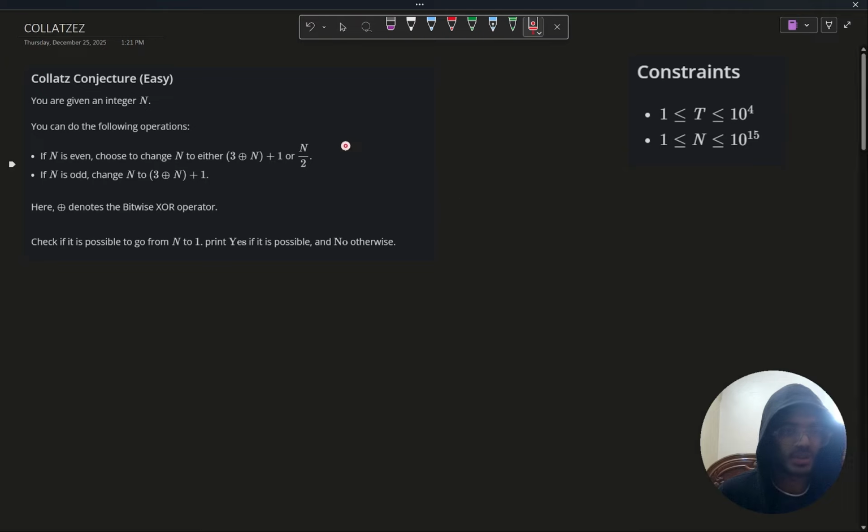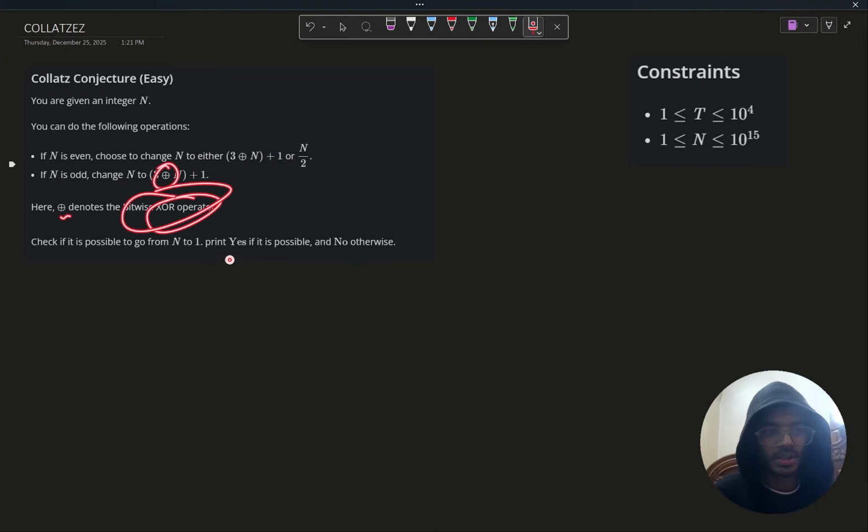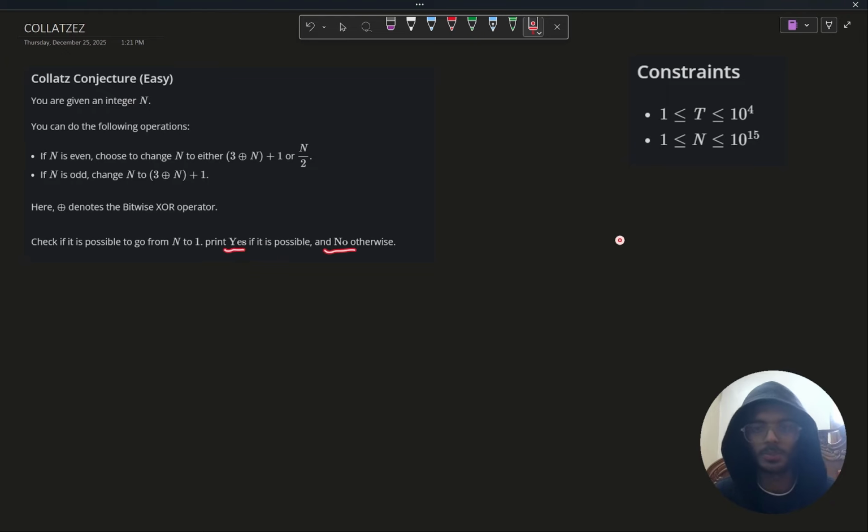In today's question, we are given an integer n and we can do the following operation any number of times we want. If n is even, we can either do n by 2 or change n to (n XOR 3) plus 1. And if n is odd, then we can only change n to (n XOR 3) plus 1, where this symbol represents the bitwise XOR operation. Now we need to check if it is possible to go from n to 1 in any number of operations. If it is possible, we need to print yes, otherwise no.